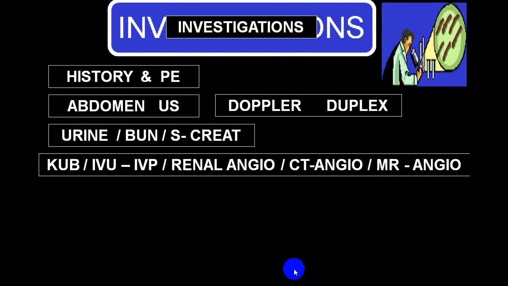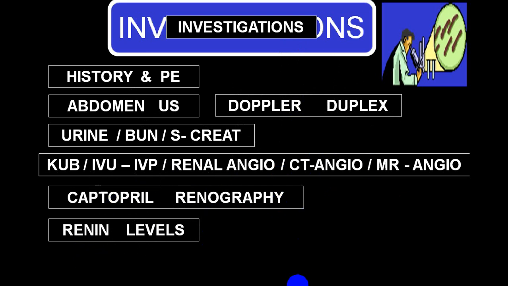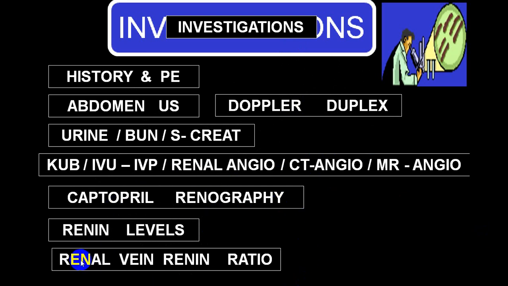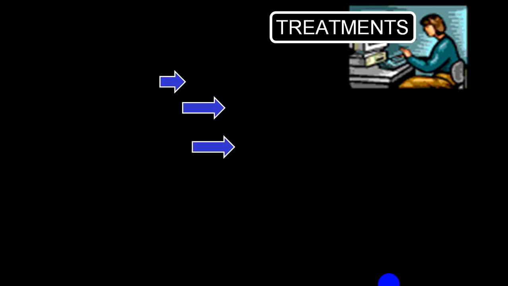You can go for a Doppler duplex and try to identify if there is any renal involvement or any abnormality in an adrenal gland. Do a renin level, do a captopril renography. You can go for renal vein renin ratio. It is called RVR ratio. All these are the diagnostic tests for the disease you are suspecting clinically. Have a pause, go through them in your leisure time.